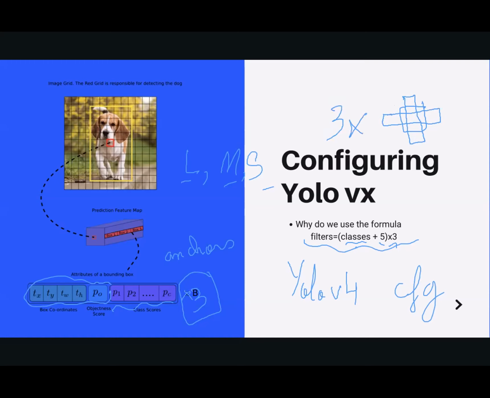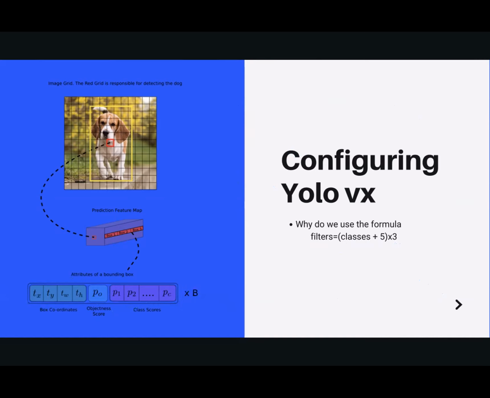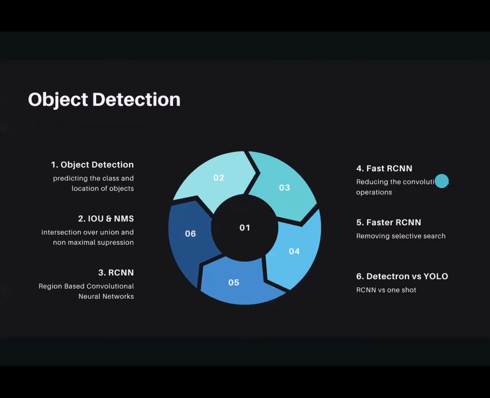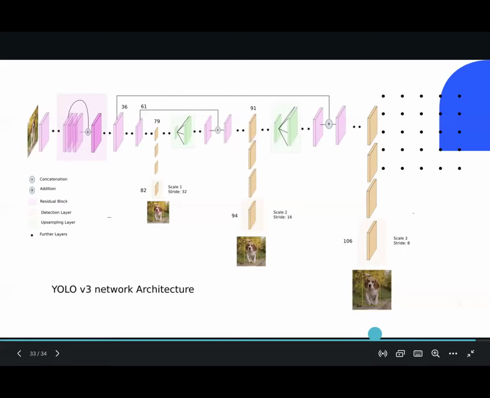So this is the time 3. 1 is for a square, 1 is for a horizontal rectangle, and 1 is for a vertical rectangle, so that we can find objects of different sizes and forms. And that's it. This is basically it for YOLO. YOLO is a very simple architecture, very direct.